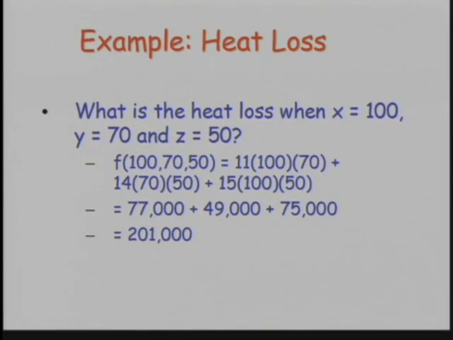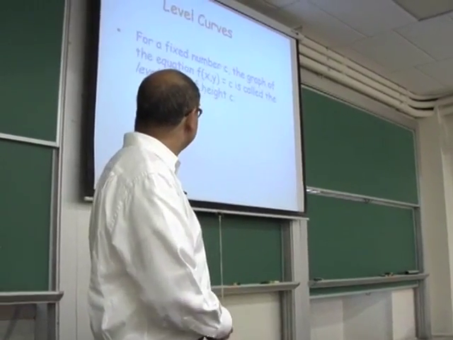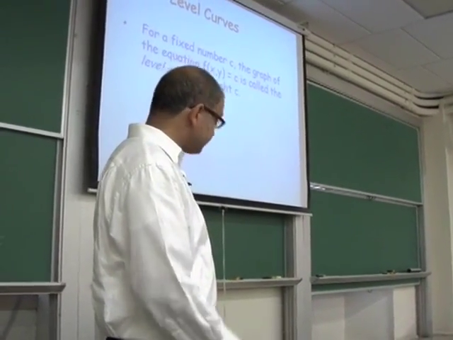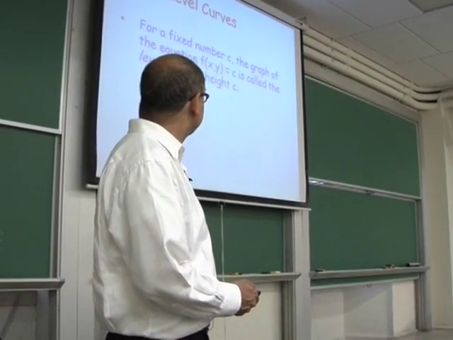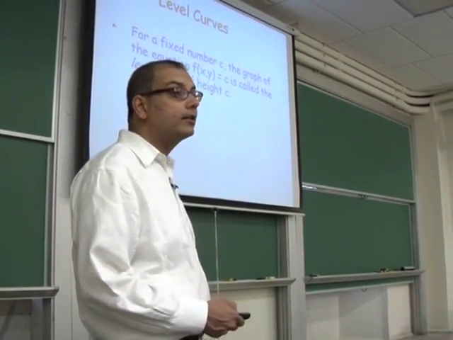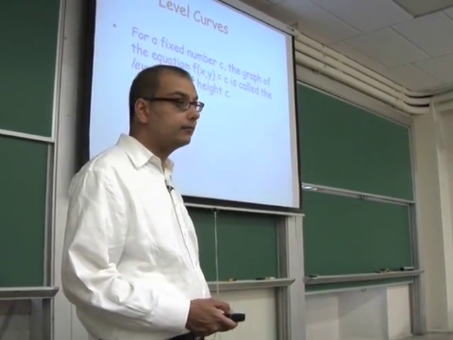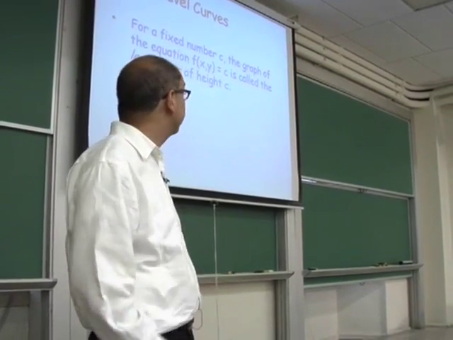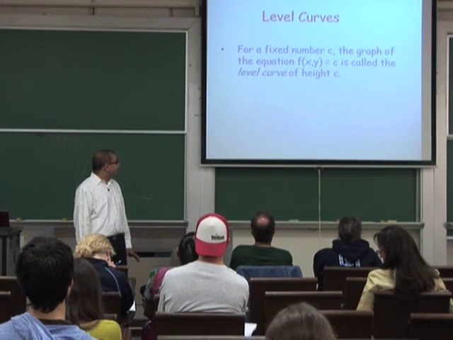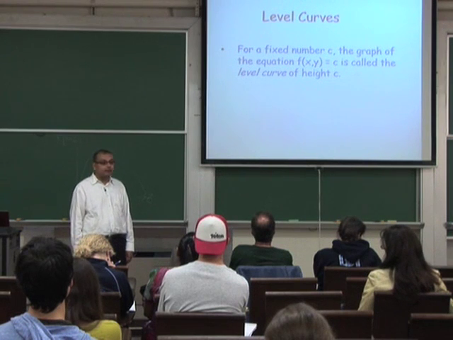And so if x were equal to 100 and y was equal to 70 and z were equal to 50, what's the heat loss rate? And this would be in therms. It might be 201,000 therms per hour, let's say. Okay? So that's simple enough. We're going to talk in a moment about trying to minimize that objective function, minimize heat loss. Before we jump to that, let's talk about level curves.